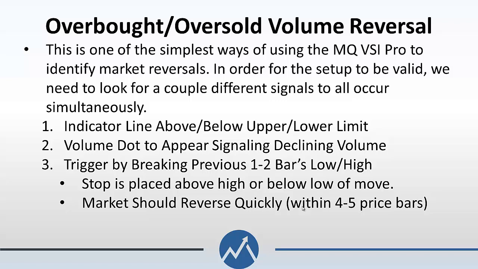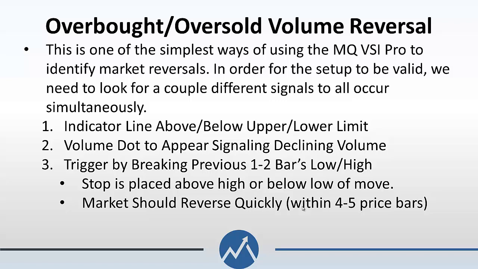In order for the setup to be valid, in order for us to look at this and say, all right, it's time to take action, we need to look for a few different things all to occur simultaneously or to happen back to back to back. First thing we're going to look for, the indicator line needs to be above or below the upper and lower level limits, those significantly overbought or oversold levels. Remember, it would be plus 70 or plus 30, below plus 30 or above plus 70. Now, the volume dot then needs to appear, signaling a decline in volume. So we want to see a market that's gotten extended, and then volume starts to dry up out of that market, and it starts losing its strength.